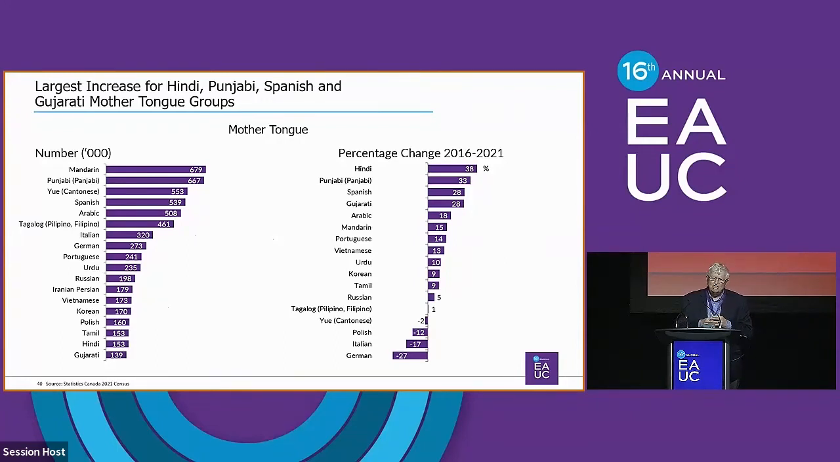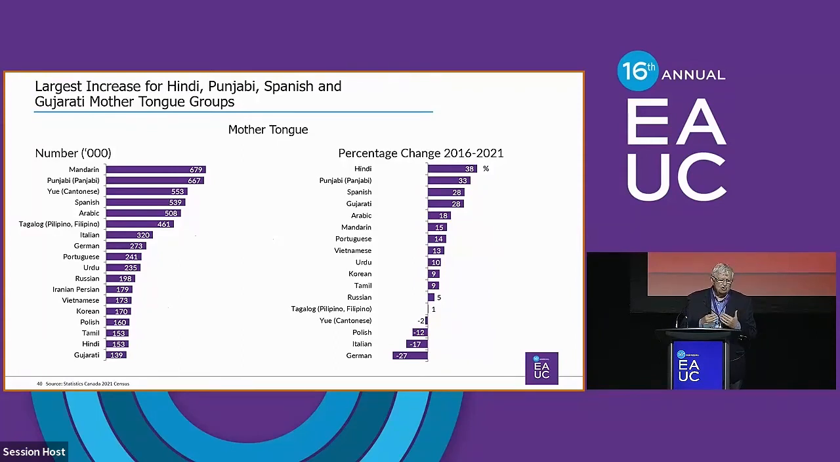Where are the big changes in terms of mother tongue? It's in those languages spoken in India. We saw a third of our immigrants come from India. So if we look at Hindi, Punjabi, Gujarati, very, very large increases in that population. Spanish also increasing by nearly 30%.